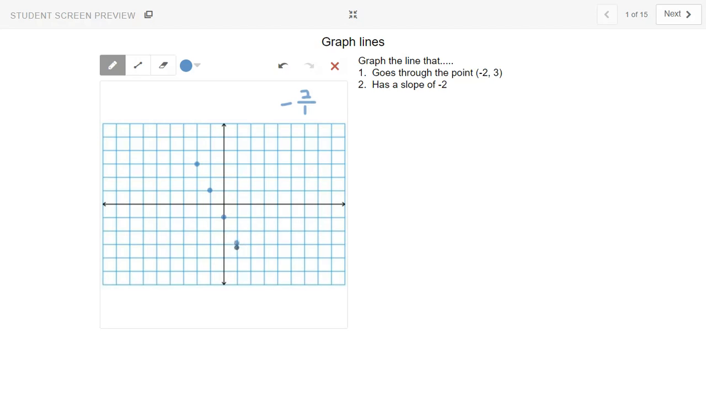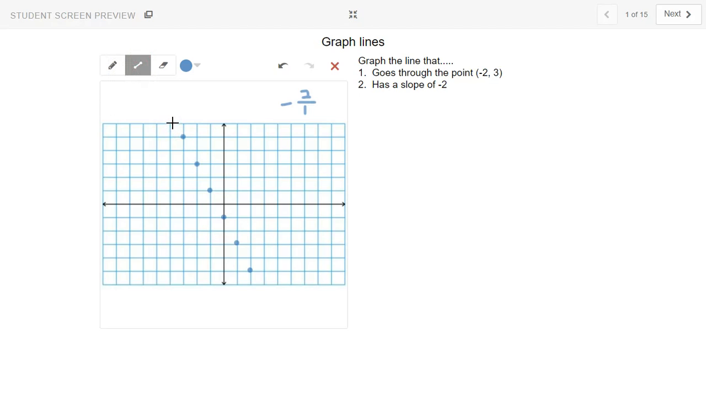Now, the more I do it, the more accurate my line is going to be. So that's why I keep going. Now, what would be the reverse? Up 2 and over 1? No, we have to do the reverse of both. So if it's down and right, then we have to go up and left. Boom. Those are all the possible points that fit these clues.